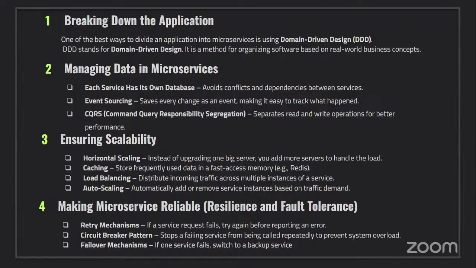Vertical scaling is a situation where you have one big server capable of handling various services. But for horizontal scaling, it is recommended to have more than one server instead of upgrading one big server to handle all the load. I hope I'm still audible. Can you hear me?